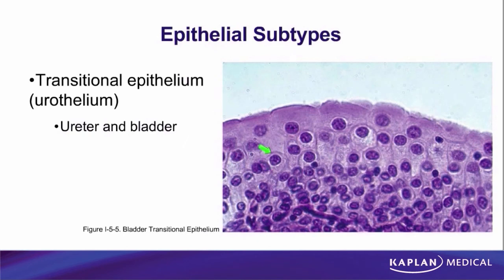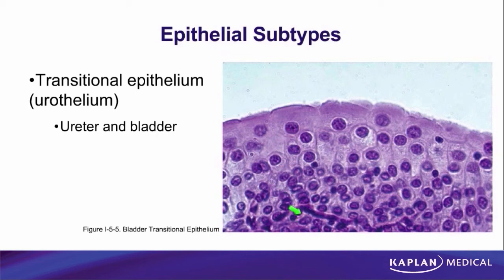Here's another specialized kind of epithelium with a specialized name, and it's called transitional epithelium. Transitional epithelium is going to be found in some of the organs of the urinary system, specifically the urinary bladder and the ureter. The reason it's called transitional is because the number of cell layers thick that this epithelium is changes over time. It's not static, it transitions.